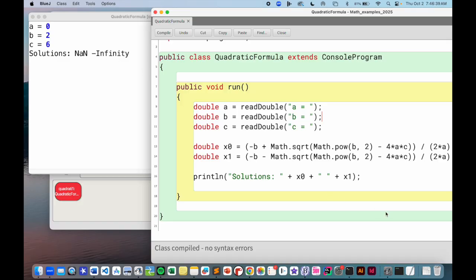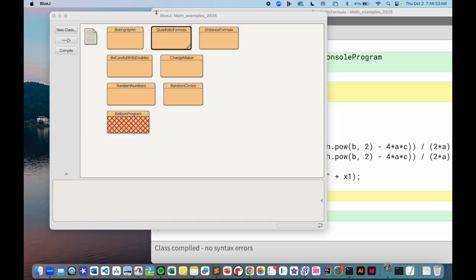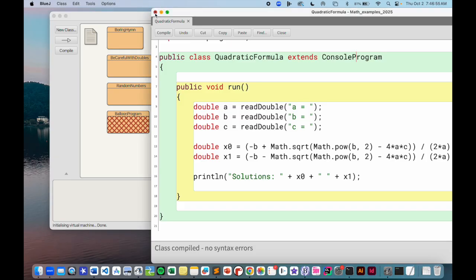There are certain versions of Java that will give you an error for trying to divide by 0 in certain cases. In this case it didn't, but we did get this weird sort of answer. So there's the quadratic formula again, everyone's favorite. Let's close out of this, and let's do the other formula, which is the distance formula.